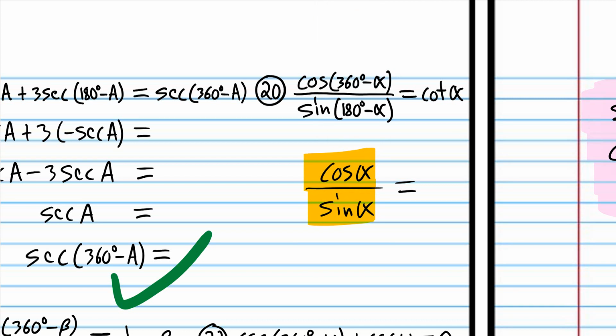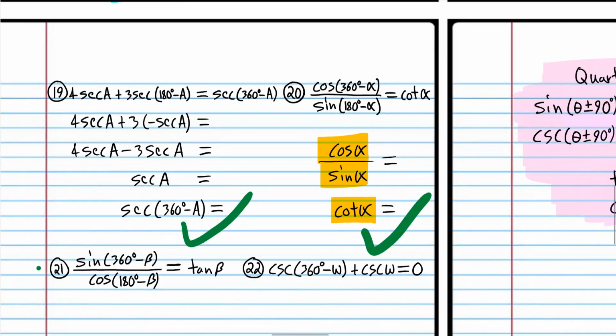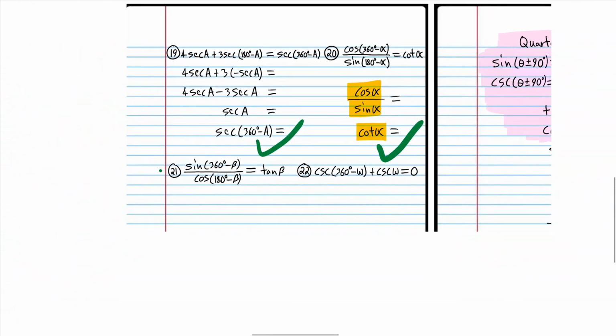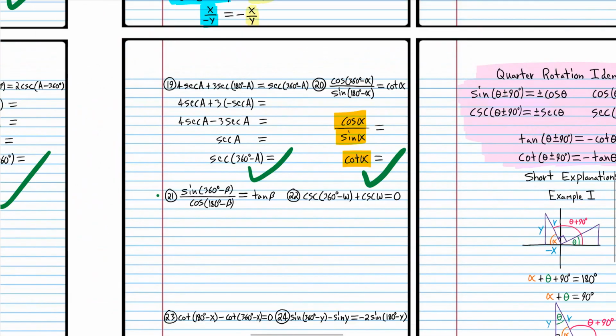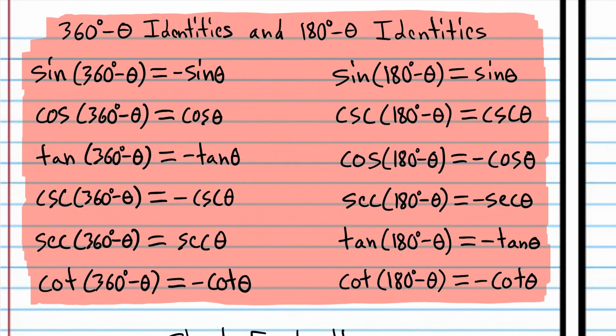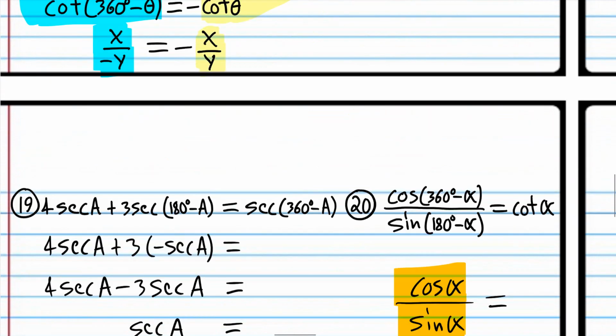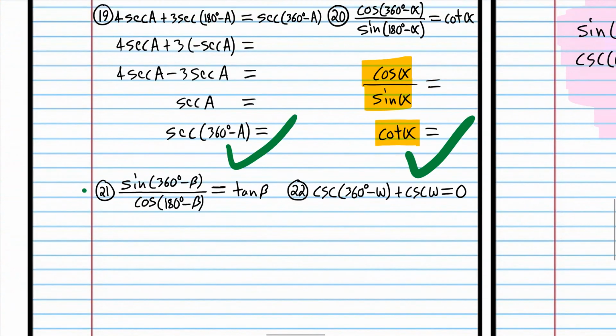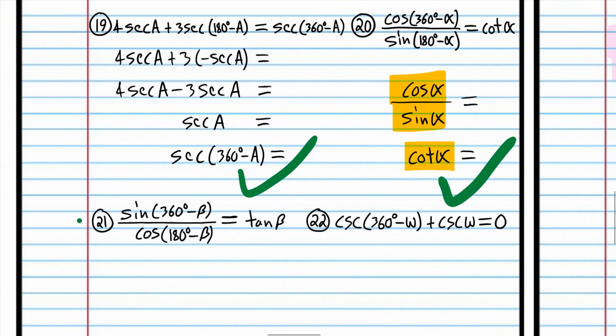So that becomes cotangent alpha. Okay, so I want you to try number 21. I'm going to give you one more chance to take a picture of these identities. Take a picture, or do number 21, and when you come back, we'll do it together.